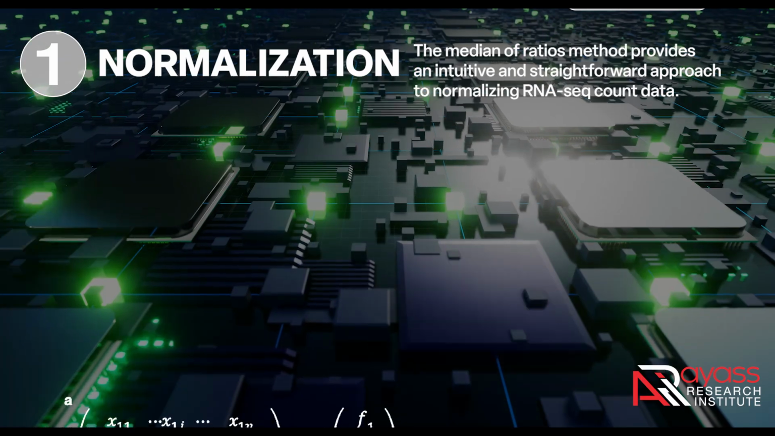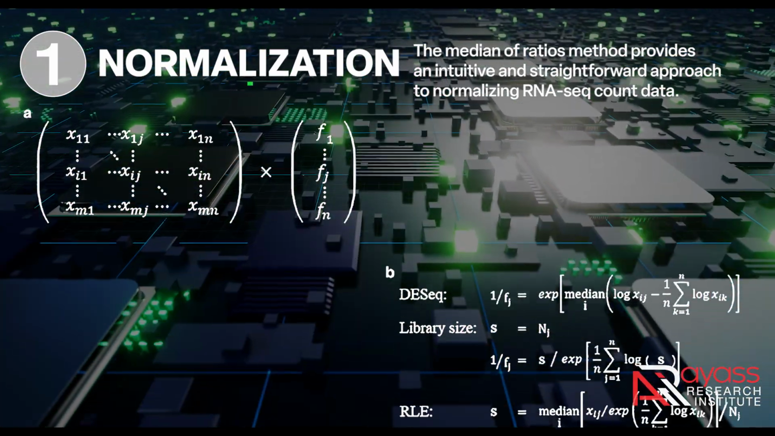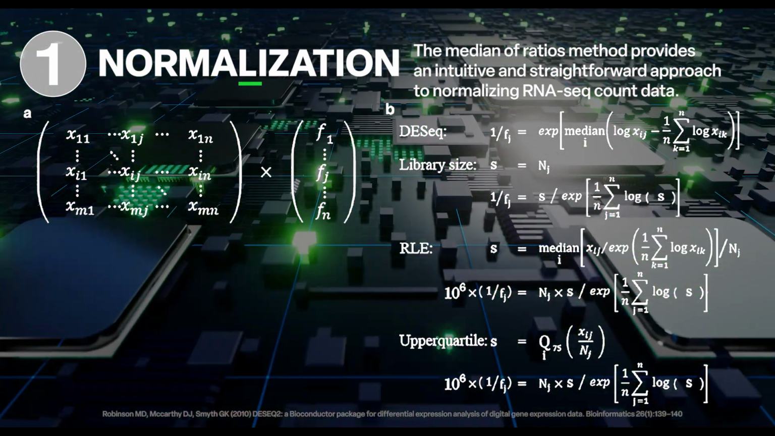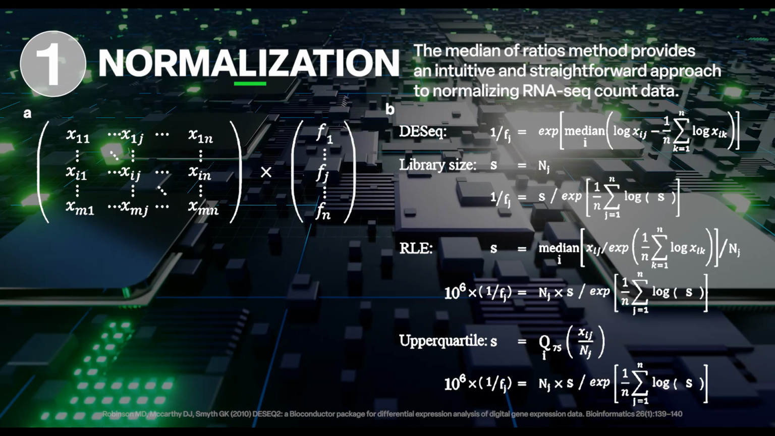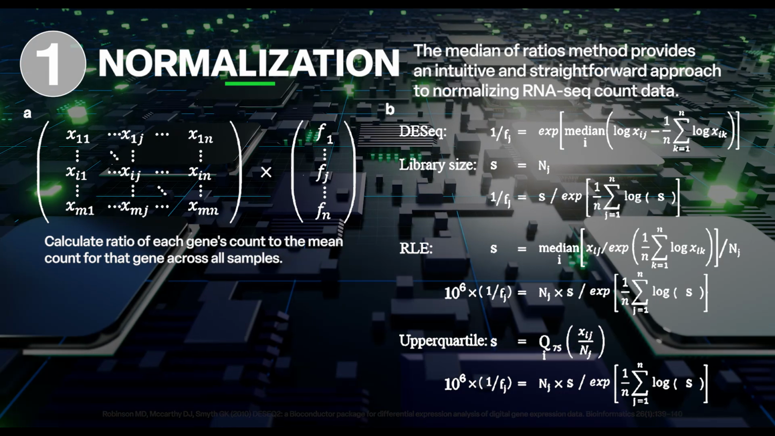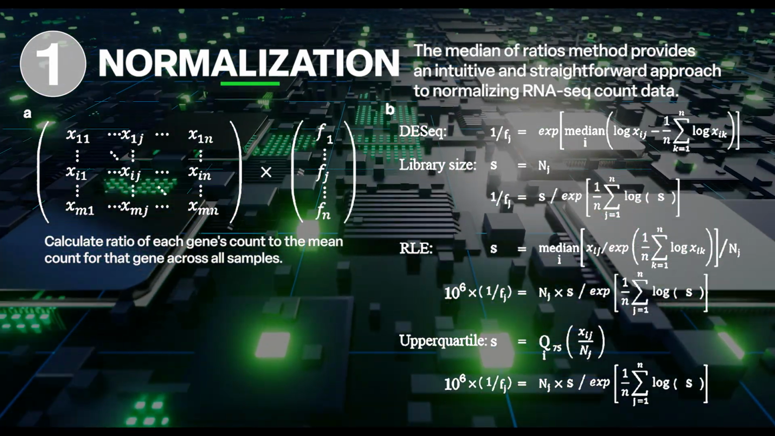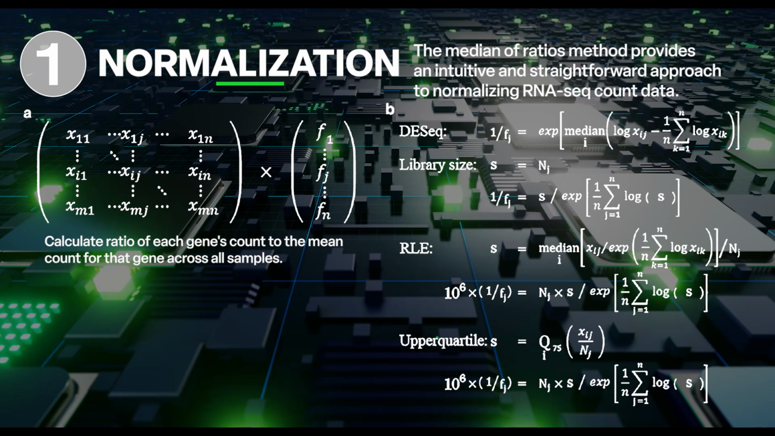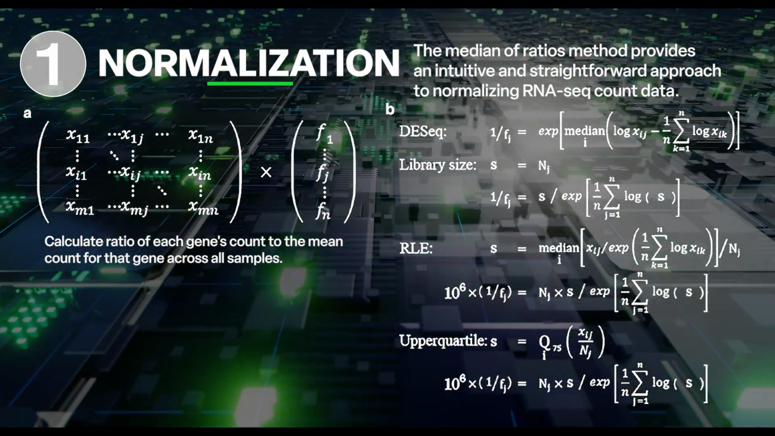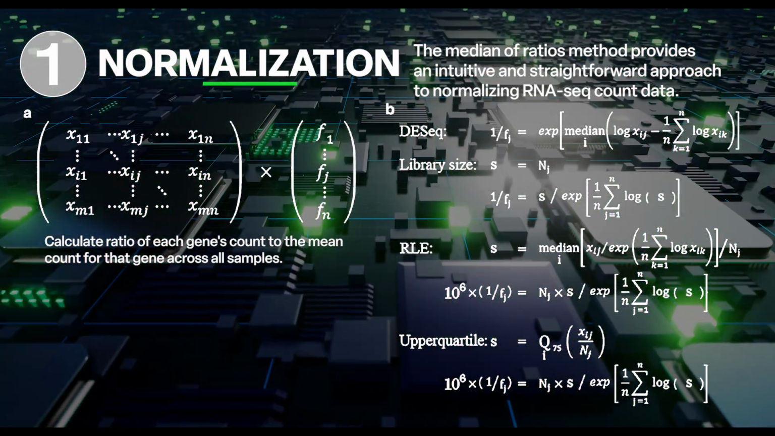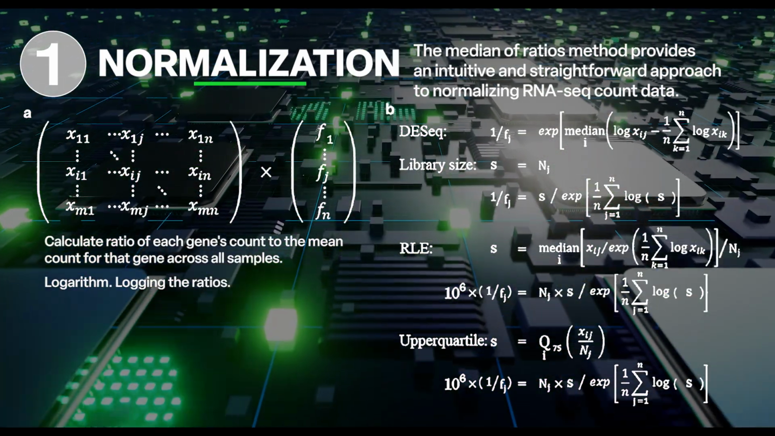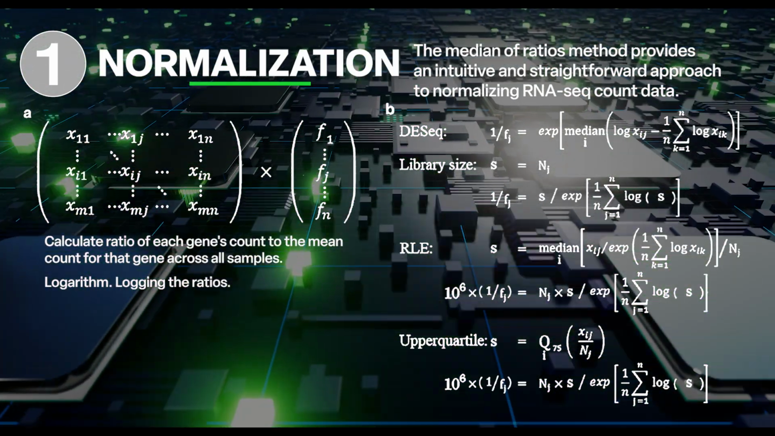The median of ratios method provides an intuitive and straightforward approach to normalizing RNA-seq count data. Let me walk through how this normalization procedure works. First, we calculate ratio of each gene's count to the mean count for that gene across all samples. This gives us a set of gene-wise ratios per sample, representing the fold change of each gene relative to its average expression. Next, we take the logarithm, typically log base 2 of each gene's ratio for every sample.